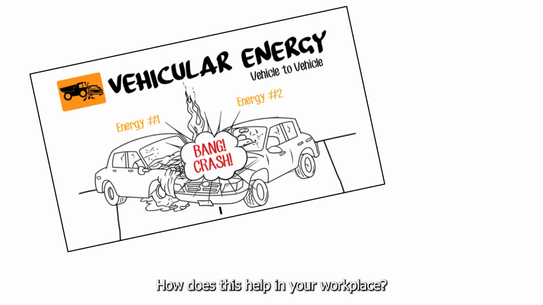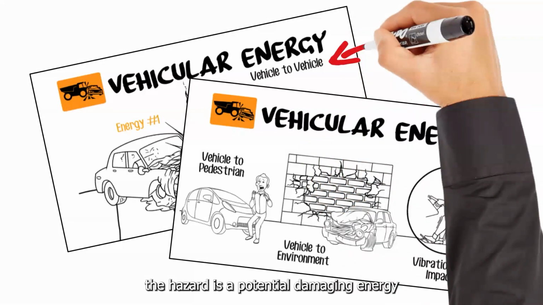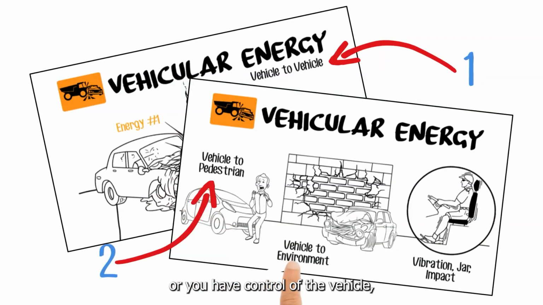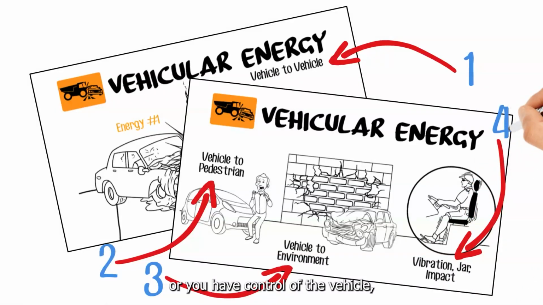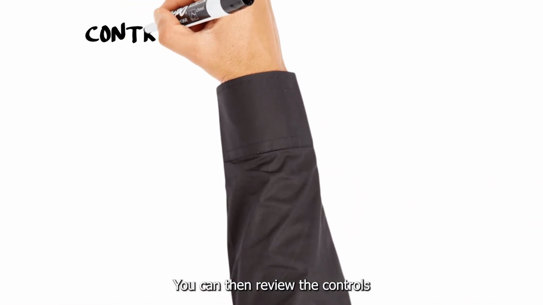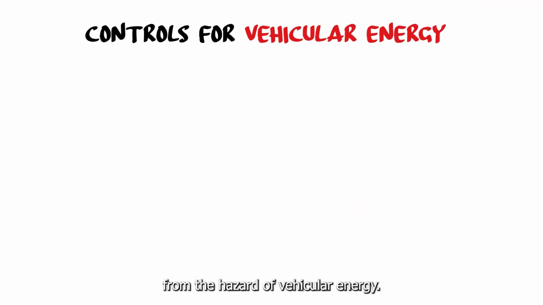How does this help in your workplace? Let us take vehicular energy as an example. If you know that vehicular energy, the hazard, is a potential damaging energy and has 4 different mechanisms, then whenever you encounter vehicles in the workplace or you have control of the vehicle, you are primed to consider the mechanisms by which that vehicular energy could interact with you or others to produce damage. You can then review the controls you have in place to ensure that you or somebody else is protected from the hazard of vehicular energy.